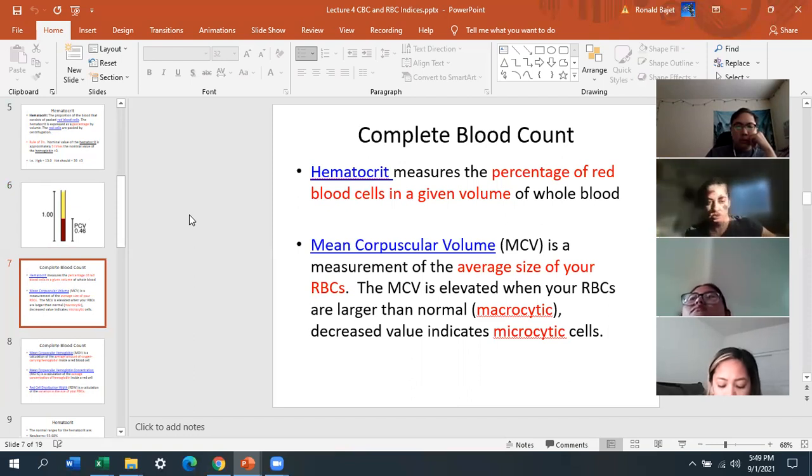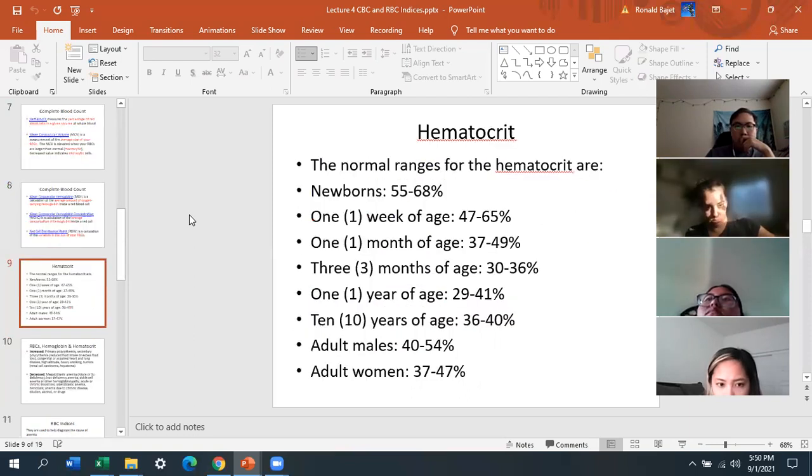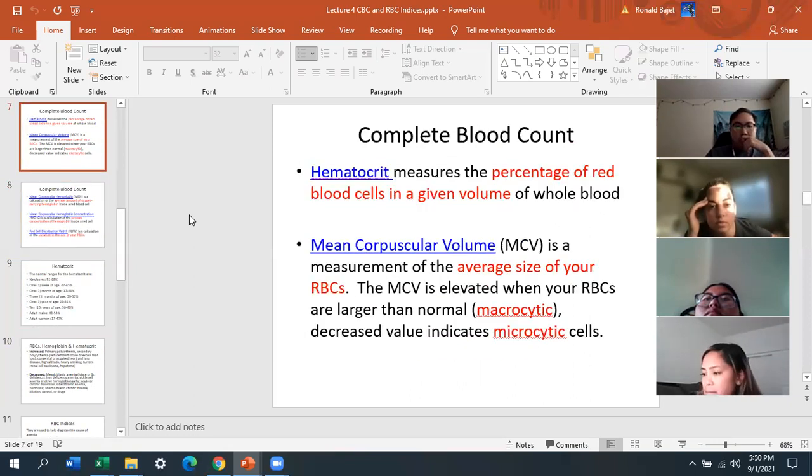Now, what is the normal value for MCV? It's like what? 80 to 100? Is it femtoliters? Yeah. What is the normal value for MCV? 80 to 100. Okay, so if I give you an MCV of about 90, you've got normal red blood cells.